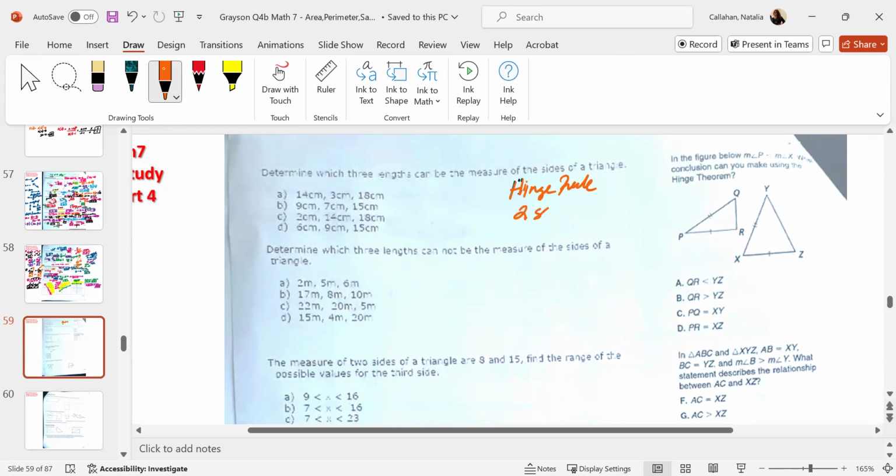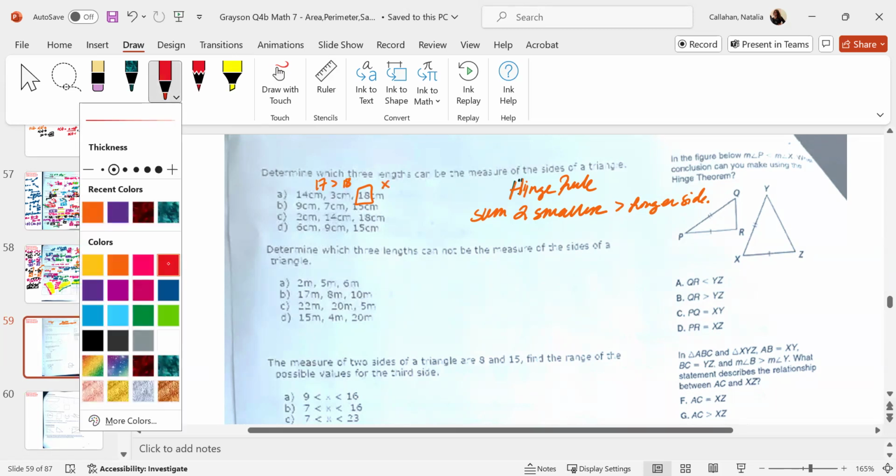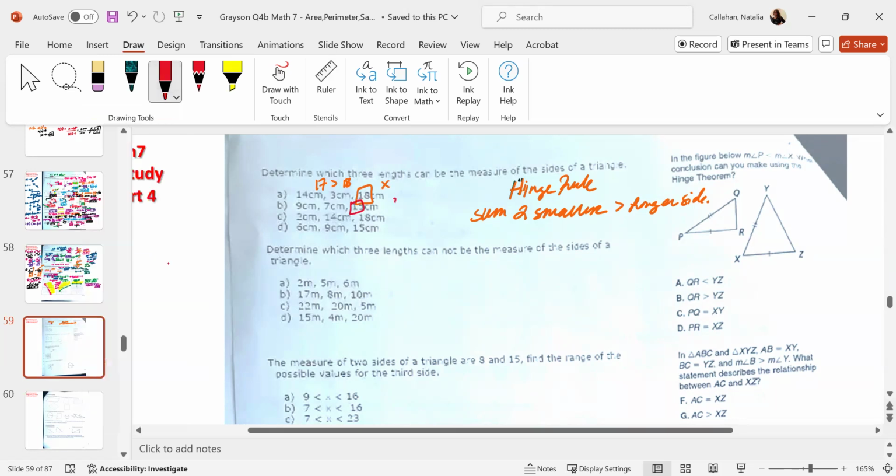The sum of the two smaller sides has to be bigger than the longer side, correct? So which one's the longer side? This is the longer side, right? 14 plus 3 is 17. Is that bigger than 18? No, it's not. Identify the longer side. 15 is the longer side, right? 9 plus 7, is it bigger than 15?